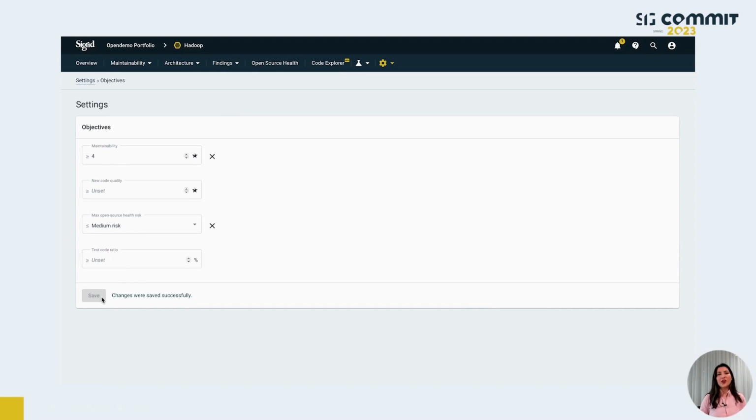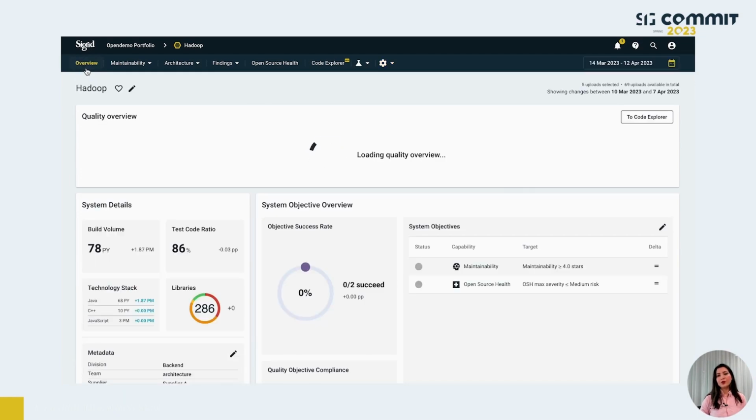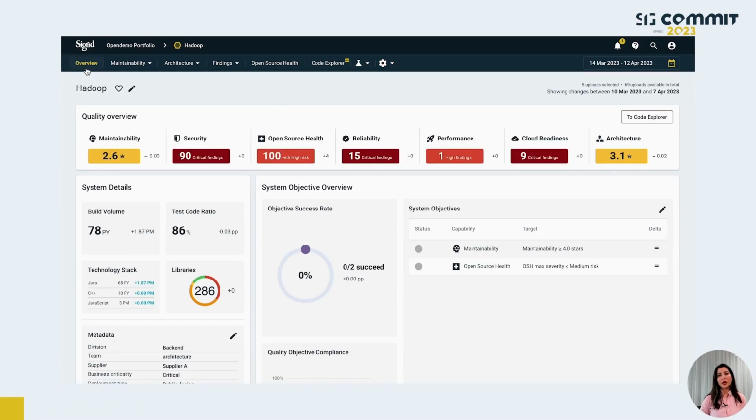Let's take a pause and also imagine that some period of time has passed on and the development team have been making updates and coming here to check their progress in the meantime as well. And it's time to have some sort of planning or discussion again about the progress of the system or where we are. So I'm going back to the overview, and what I see is that the maintainability score we decided to be 4 stars, and it is still 2.6, and the medium risk for open source health, and I can see that, hey, we still have high risk findings.